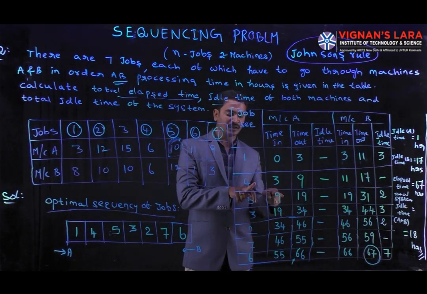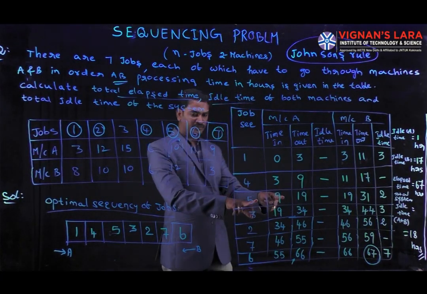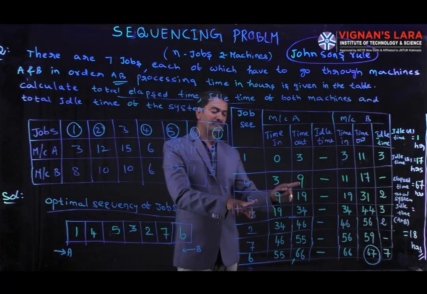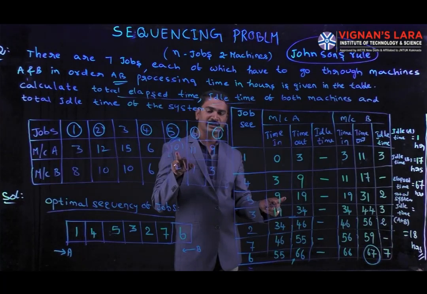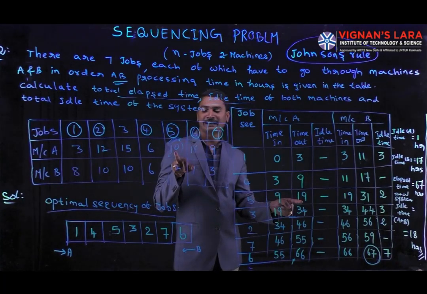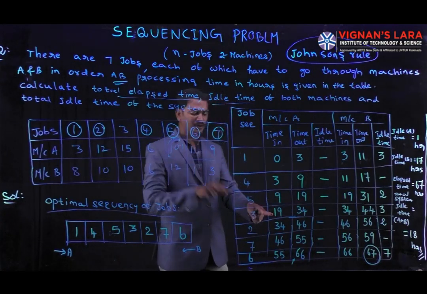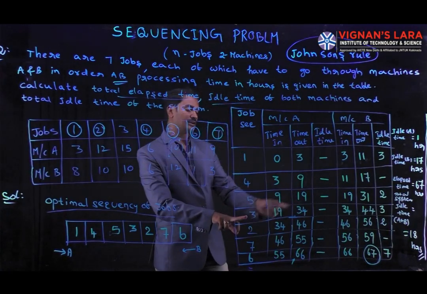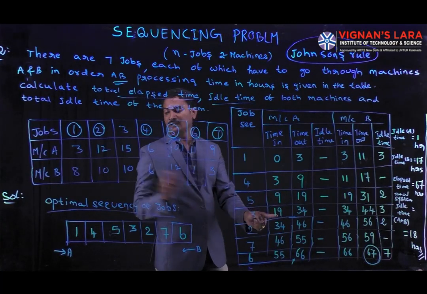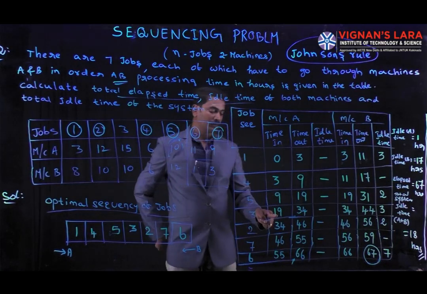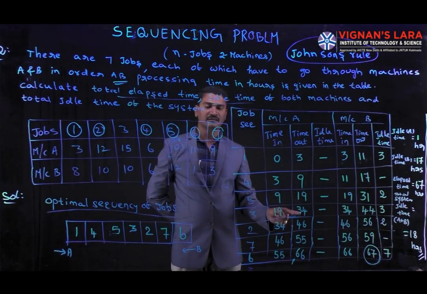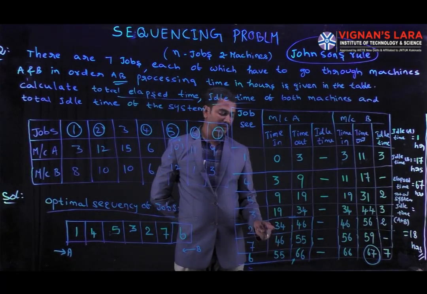Next, coming to another job, the fifth job. We start the fifth job at the 9th hour. How many processing hours do we take? 10 hours we take for processing the job. 10 plus 9 is 19. Next, coming to another job, the third job. We start at the 19th hour, and here the processing time of the third job is 15. So 19 plus 15 is 34 hours. Likewise, we are going to calculate job 2, job 7, job 6.